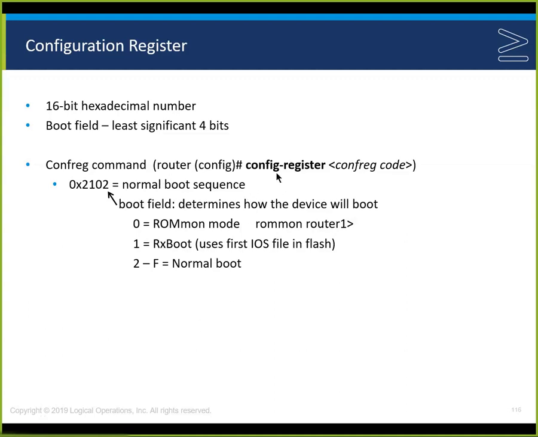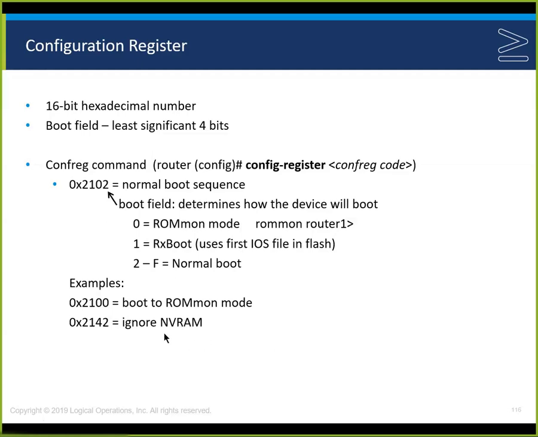These are the configuration register values, and we'll do a password reset. 2102 is the normal boot. 0 is the ROM-mon mode, RX boot, F boot. What this says is boot from IOS: look for the IOS in flash memory, and then look in NVRAM, non-volatile RAM, to see if there is a startup configuration file. 2100 boots to ROM-mon.